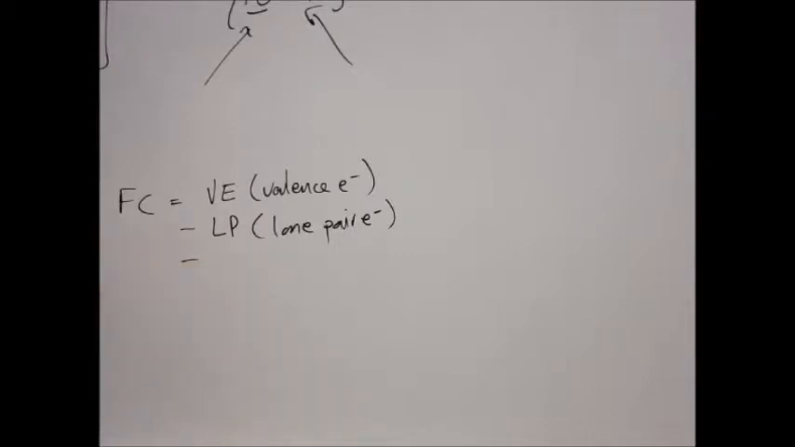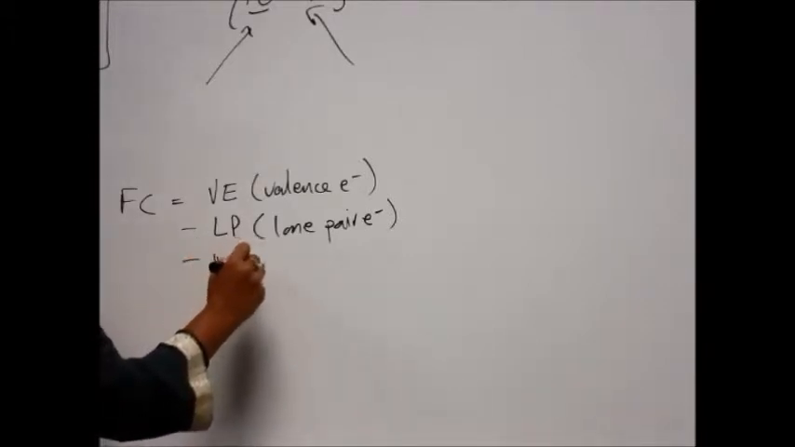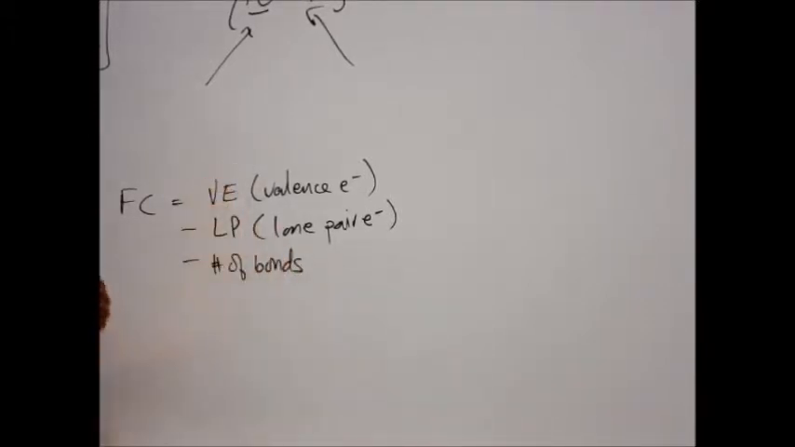Over here, the book says technically that you're supposed to take all the bonds that you have and divide it by half. I just count the number of bonds. That's it. What you need is the number of electrons. So what I do is number of bonds. What does the number of bonds tell you? It tells you how many electrons that particular atom has.